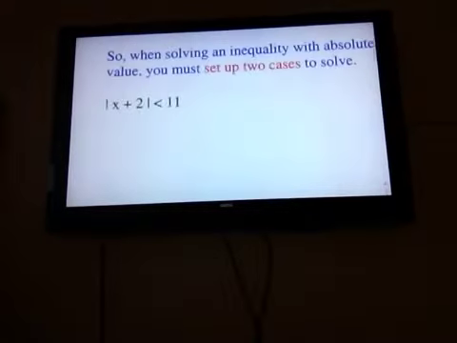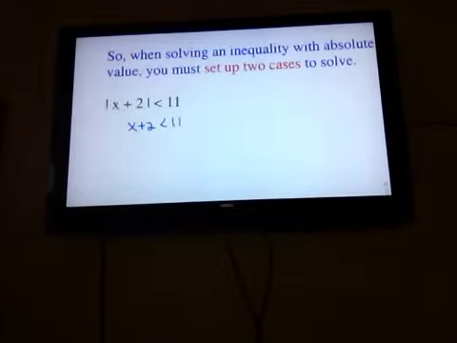So, how do you get the 2 cases or the 2 solutions? First, you take what you see and you just drop the bars. So x plus 2 is less than 11. Then you have to put a word. You're going to put the word "and" or the word "or", and this is how you're going to determine it.